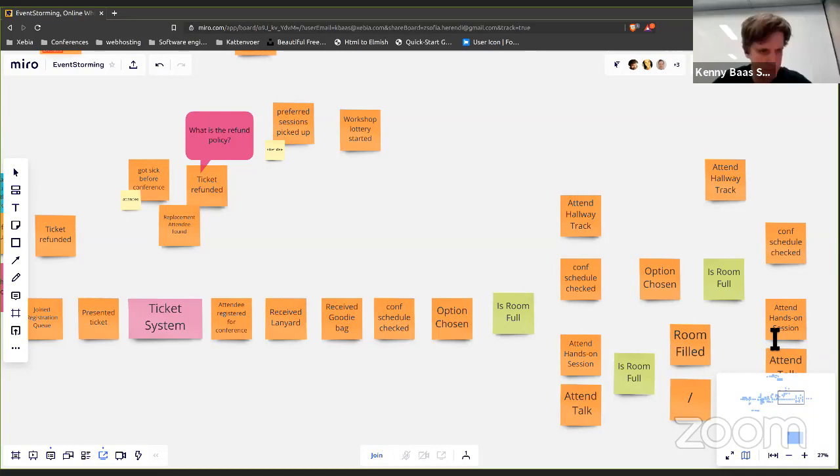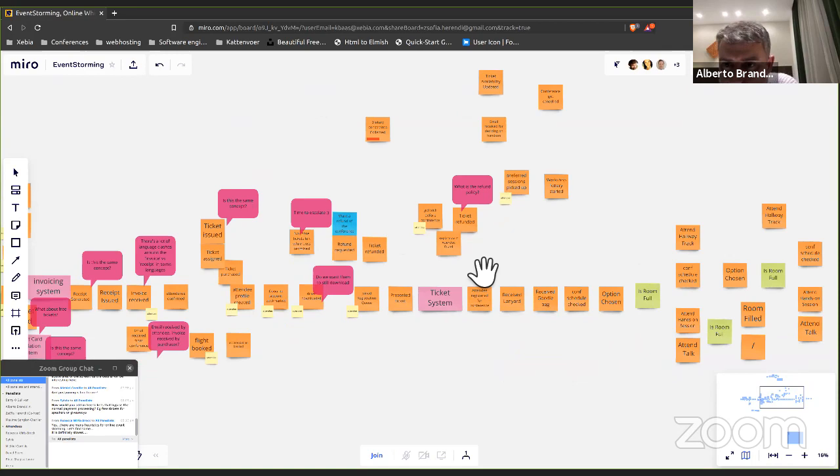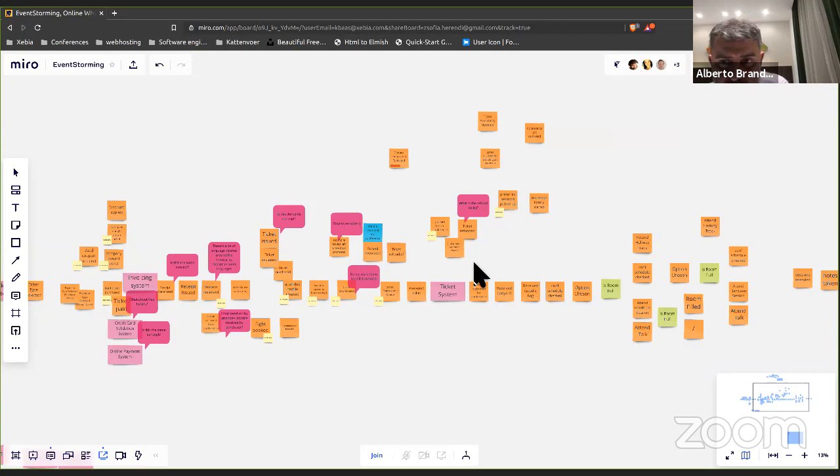Cool. Alberto? Actually, Maxime said something that I could relate to, and it's actually my note at the top. I'm not happy with the logo and the name Storming for this thing, which doesn't feel like a storming to me. I mean, it's an online collaborative modeling session on top of the event storming notation, but storming to me means something different, and we can't really have it.